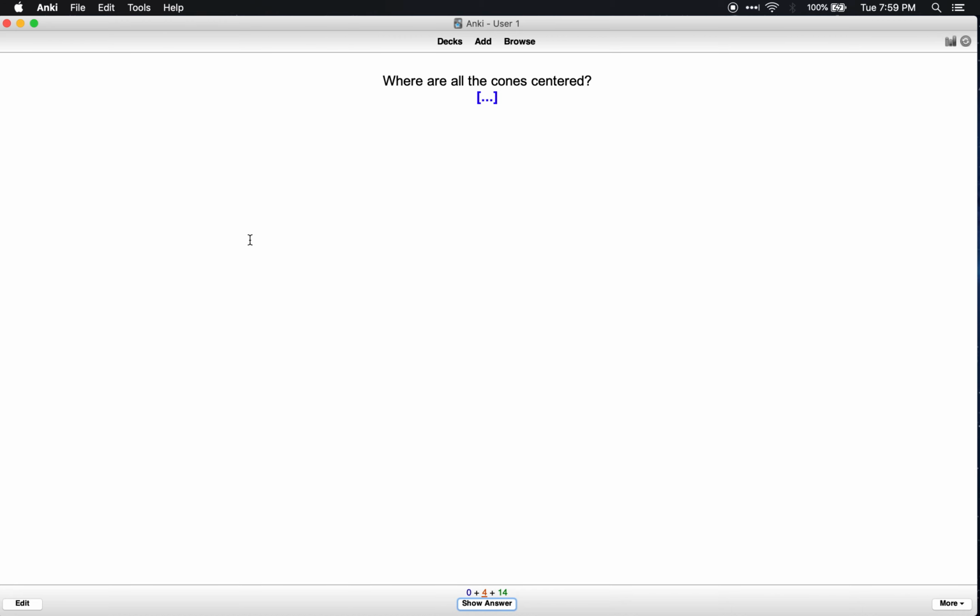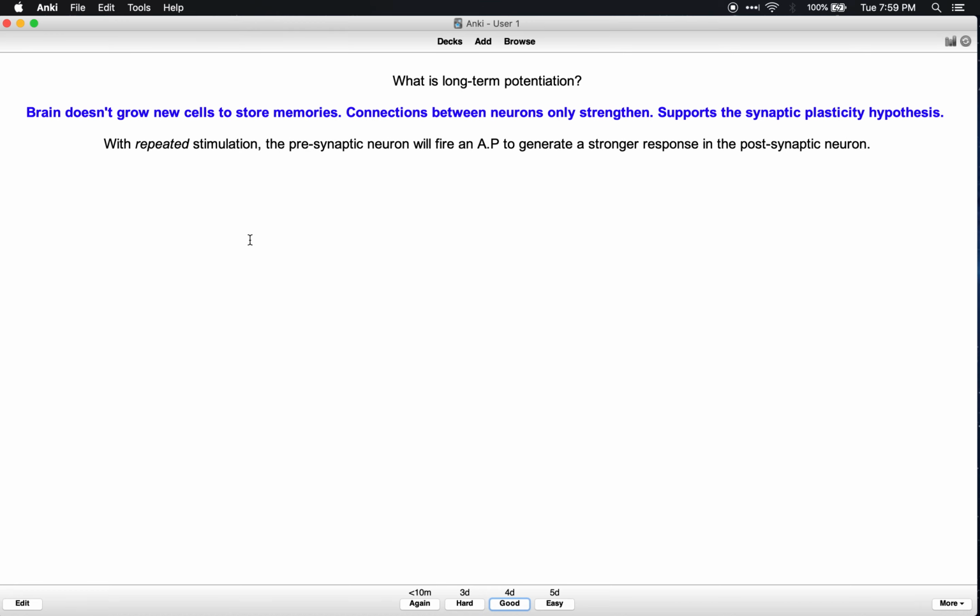Where are the fovea and the retina? Long-term potentiation is the idea that brains only strengthen signals between neurons. They don't grow more neurons when you're learning something. This supports the brain plasticity hypothesis.